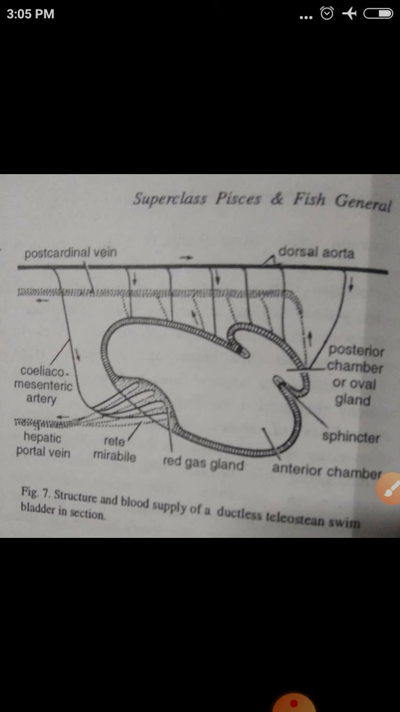Then, after respiration, the second most important function of the air bladder is hydrostasis.